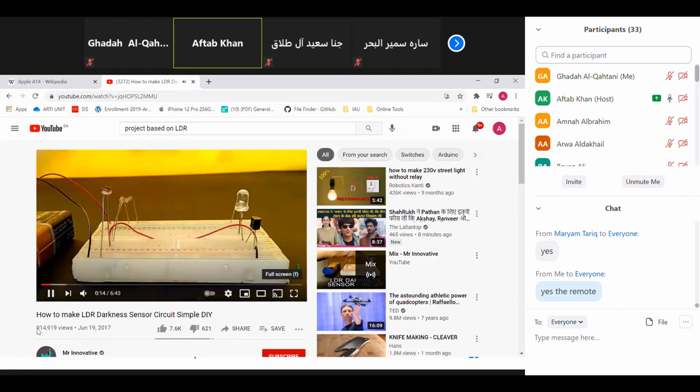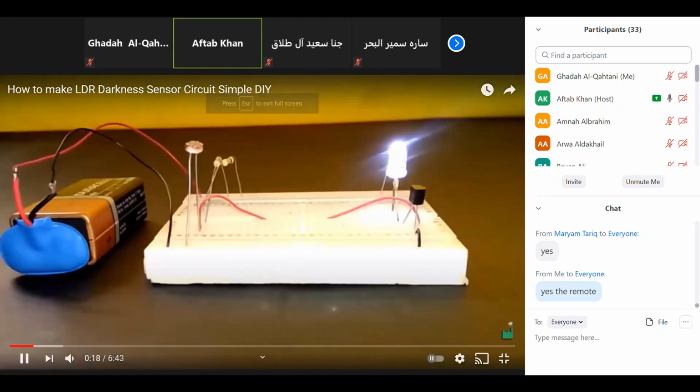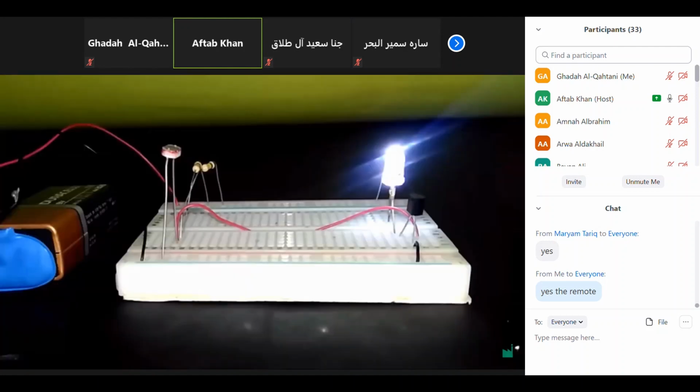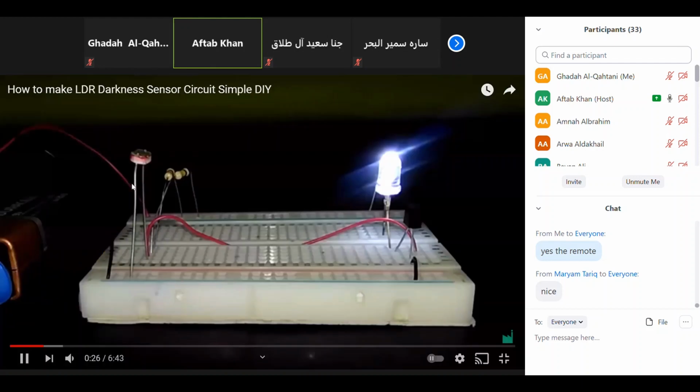So if you see this one, as the light, the LED is glowing. When you turn on the room light, the LED is off. When you turn off the room light, the LED is on. See now, on, off. So basically this is the LDR, which is sensing the presence of external light.